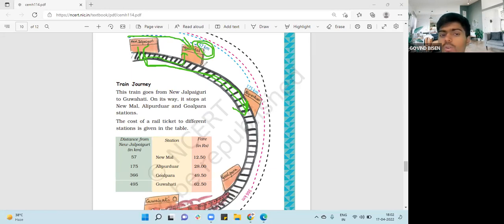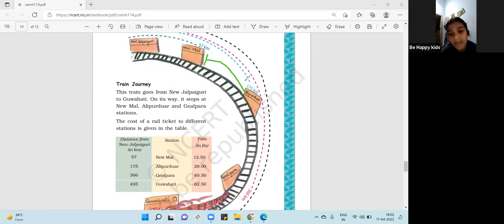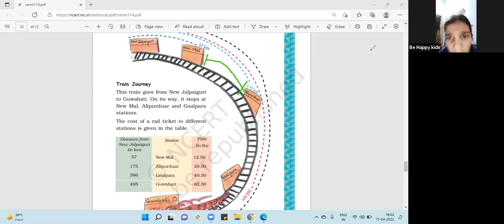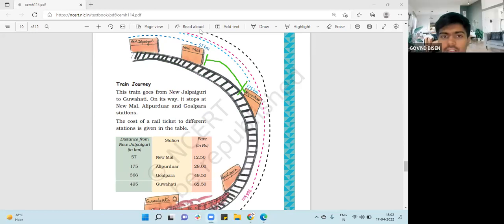So New Jalpaiguri to Alipurduar is 175 kilometers, and New Jalpaiguri to New Mall is 57 kilometers. So what is the difference? What is the distance between New Mall to Alipurduar? Now let us find it out. Do you have any idea? No, sir. Suppose that I'm making a line. Can you see the line on the screen?